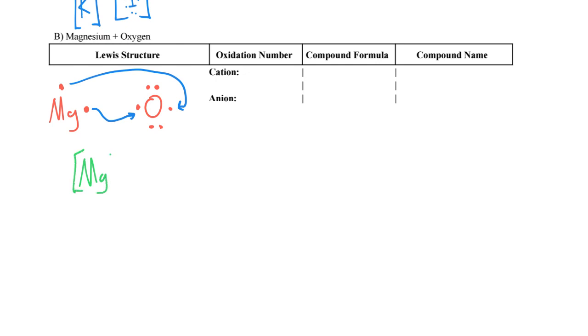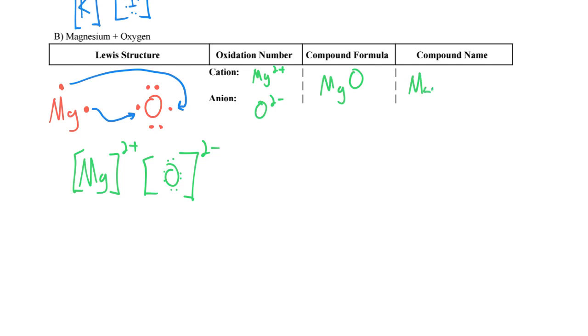Magnesium in a set of brackets with now a 2 plus charge, and oxygen. We'll show the 8 electrons around oxygen now with a 2 minus charge. So the cation is Mg2 plus, and the anion is O2 minus. Compound formula will be just an MgO. And we'll name this as magnesium oxide. Again, picking up that "ide" suffix because it's an ionic compound.